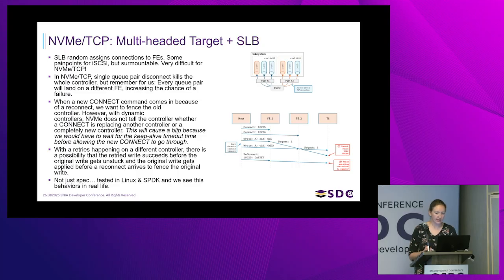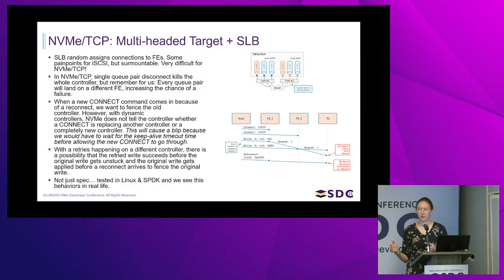The other problem is even, for example, when a connect dies and a new connect comes in, you don't get information on where the connect is coming from. You can use things like static controllers, but those aren't supported. Linux and SPDK support dynamic controllers, and when you see a reconnect, they're not actually telling what they're trying to reconnect to. I can't tell the difference between an old connection and a new connection, and so I can't do fencing.